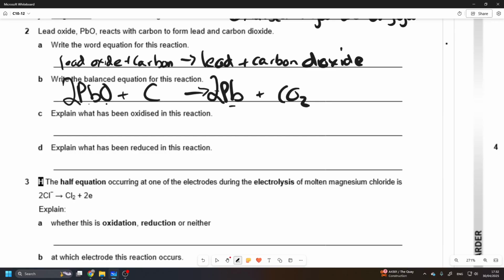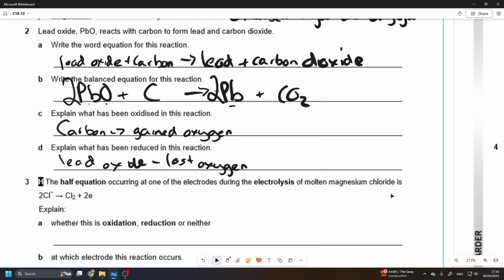Now what has been oxidized? The carbon, because it's gained oxygen. What's been reduced? The lead oxide. This is because it's lost oxygen.